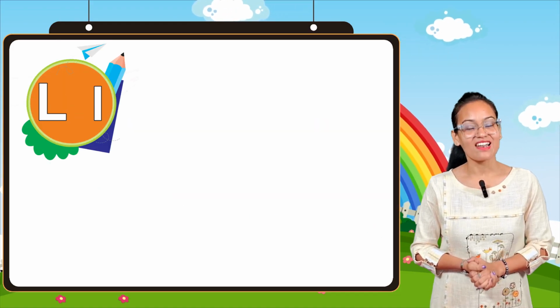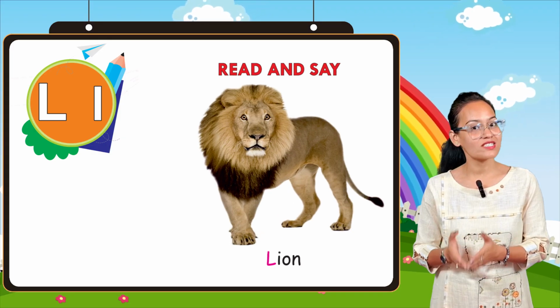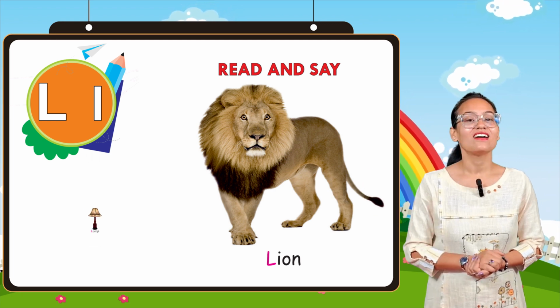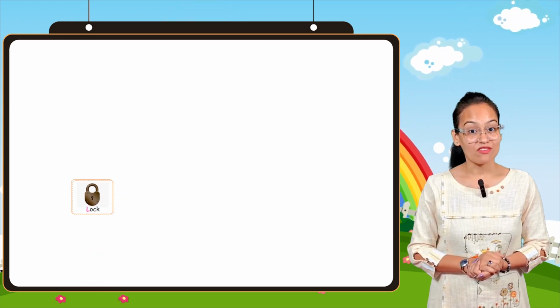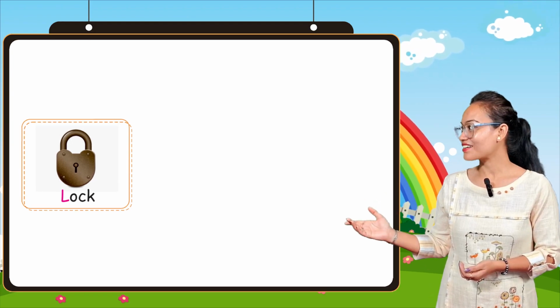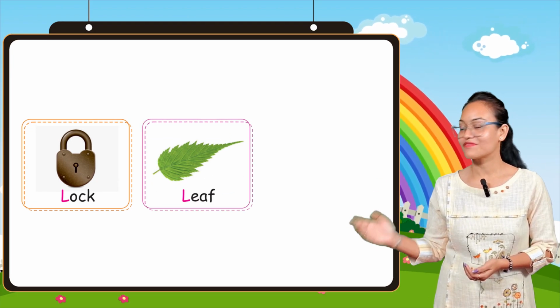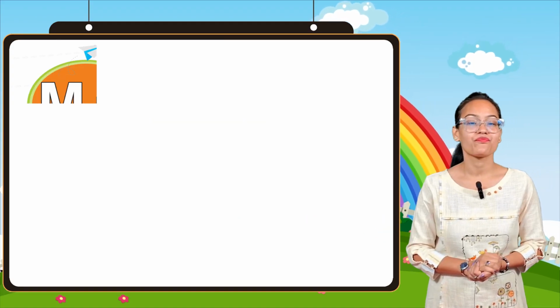Alphabet L. Capital L, small l. Read and say: L for lion, L for lamp, L for lock, L for leaf, and L for lotus.